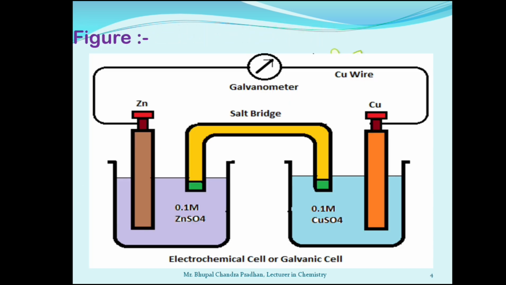Let us look at the figure of the diagram. In one half cell, 0.1 M zinc sulfate solution is taken and a zinc rod is dipped into it, which is known as the zinc half cell. In another beaker, 0.1 M copper sulfate solution is taken and a copper rod is dipped into it. The zinc rod and the copper rod are connected by a copper wire through a galvanometer, and the solutions in the two beakers are connected by using a salt bridge.